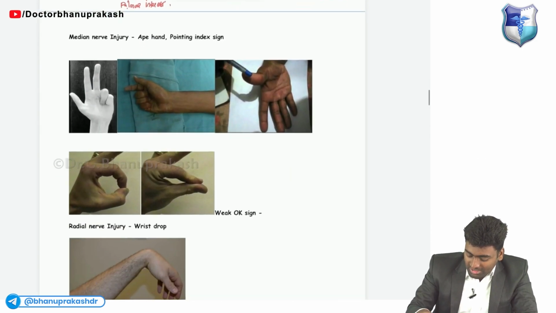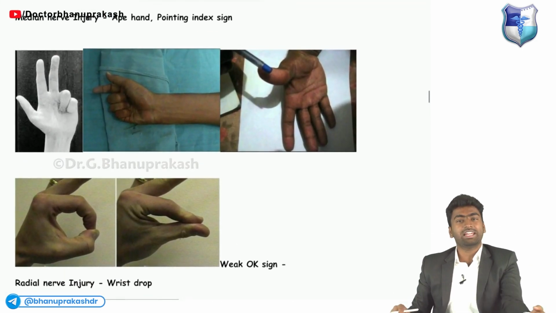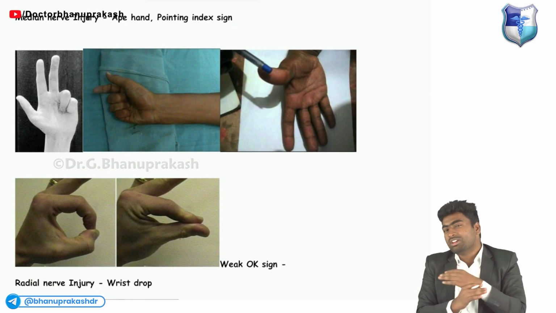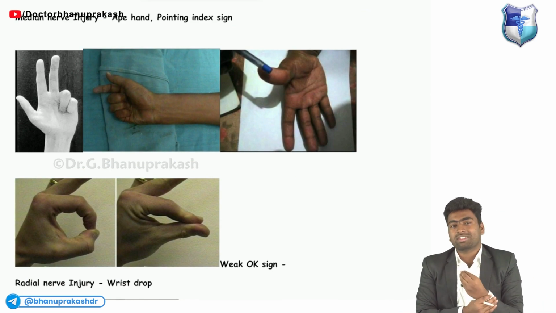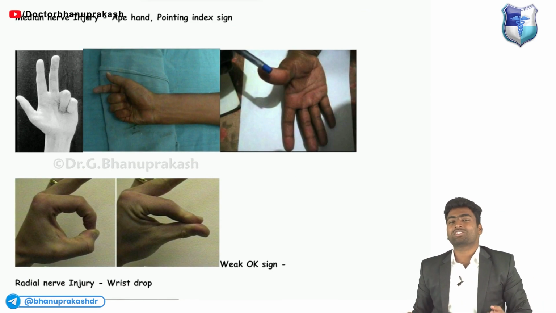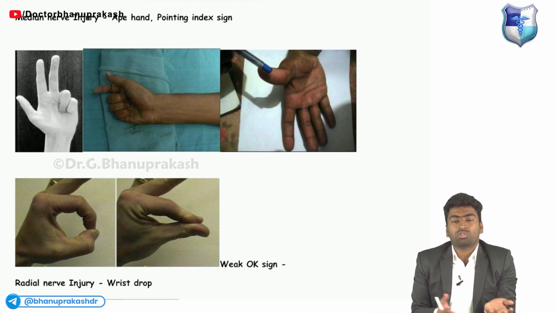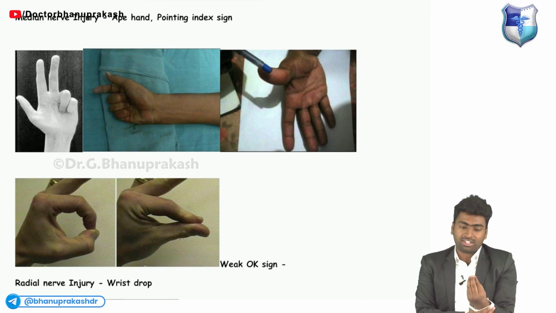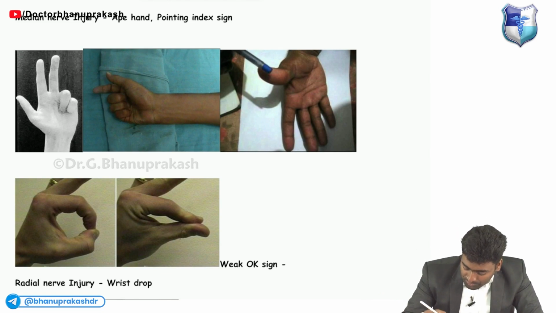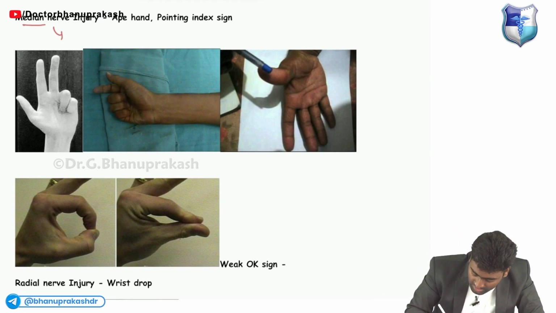Then after that, let's move ahead to the median nerve. As I told you, this median nerve is one of the nerves which supplies the major muscles of the forearm. The median nerve is also known as the labourer's nerve, because labourers hold these things, right? To hold these things, you need the flexion action. So the median nerve is also known as the labourer's nerve.